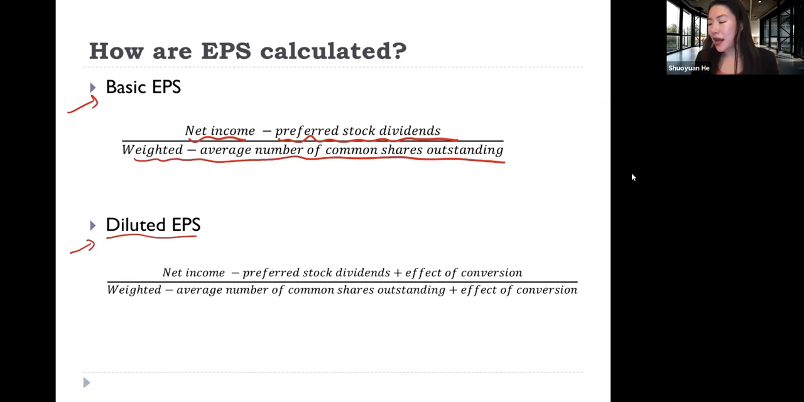And for diluted EPS, we basically need to take out any effect of conversion, because some firms are going to have some financial instruments which may be converted into common stock. So we just assume that they have been converted. If they have been converted, what is the EPS going to be? So here, for the net income minus preferred stock dividend, we need to add the effect of conversion, both for numerator and denominator, and that's the diluted EPS.